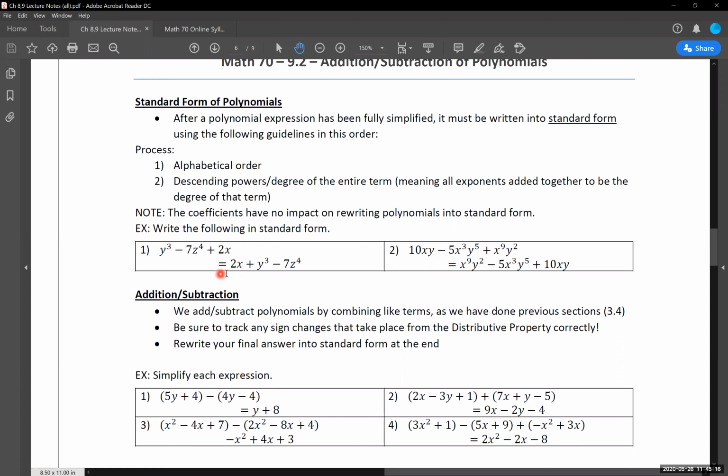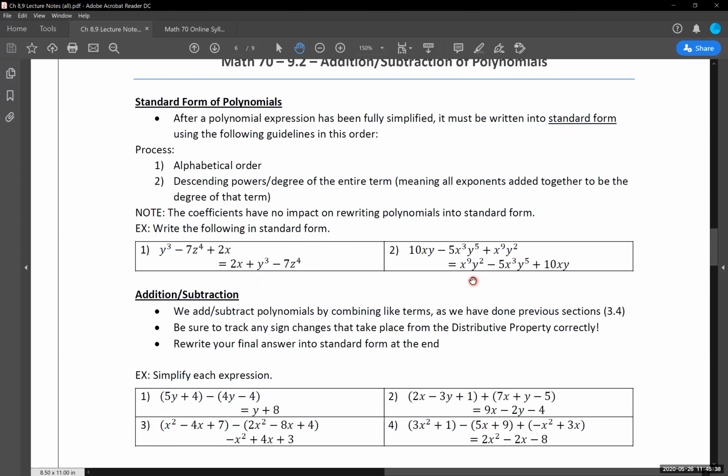So now I have the alphabetical order of x, y, and z. I don't need to worry about descending powers because each of these has a different letter attached to it, so we don't need to worry about that second step in the process, and we're good here. So we have this thing now written in standard form.